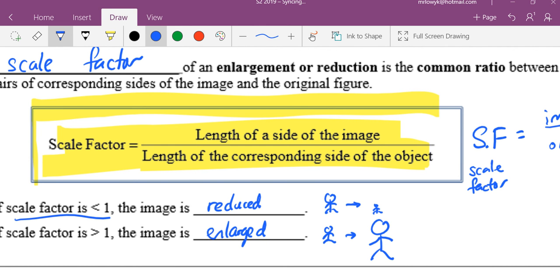Do you understand the picture here? Is that okay? Okay, good. Now let's move on to numbers so that it makes sense to us. What do I mean by scale factor lesser than 1 or more than 1? Now let's look at one question.